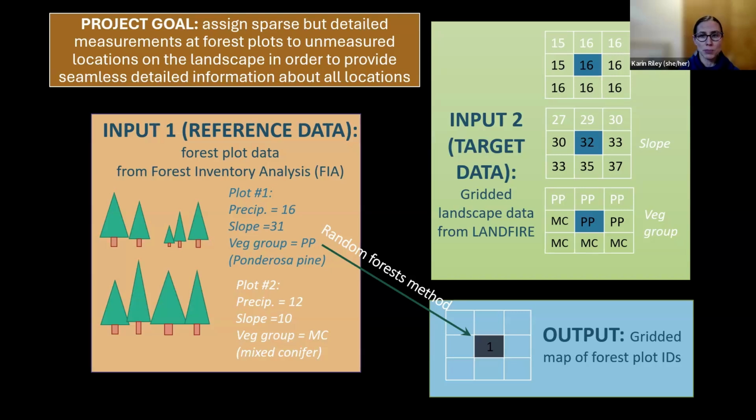So there's basically 2 inputs that go in here. The FIA plot data, the detailed data, is called the reference data. And then the data we want to assign that to is that gridded landscape data. It's called the target data. So this is just a really super simple example that if you only had 2 plots here and you were assigning those to the center pixel, you can see plot number 1 is going to be the far better match. For example, those are both ponderosa pine. So the output, again, is just a gridded map of those forest plot IDs.